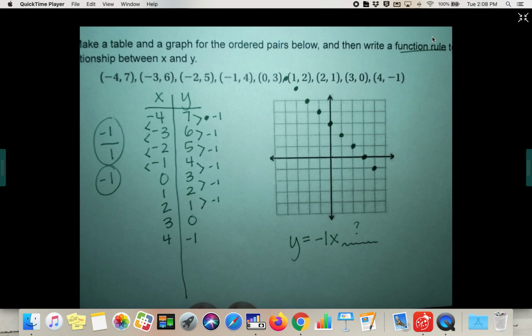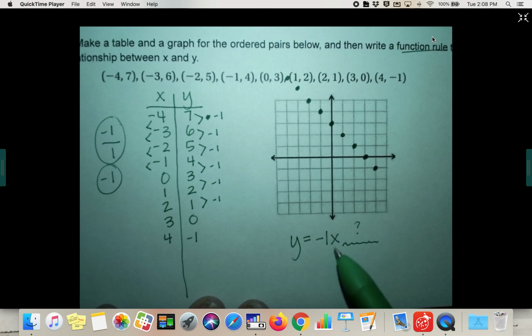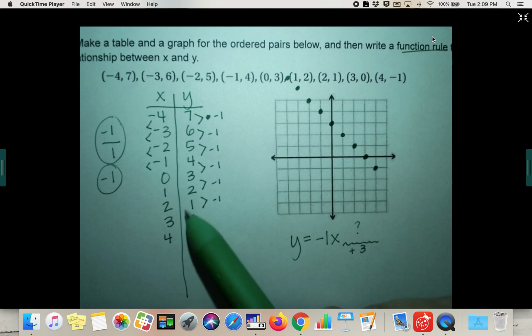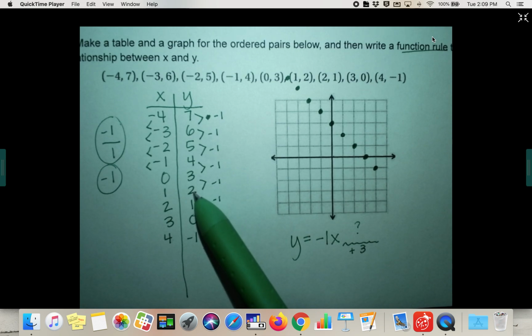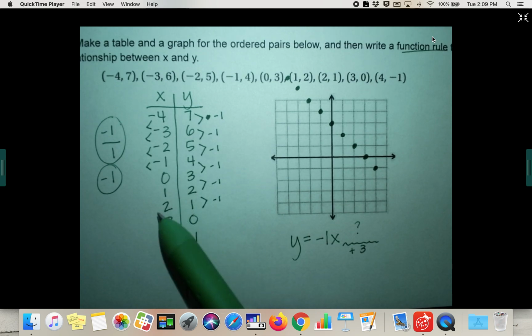We don't know what else exactly is going on here. So if we took each x value and multiplied by -1, so we took 4 and multiplied by -1, it would be -4. How do we get from -4 to -1? It seems like you then add 3. Let's leave that there and see if that works for all of them. -1 times 3 is -3. Plus 3 would be 0. So that's working. Let's try 2. 2 times -1 is -2. Plus 3 is 1. So this is working.